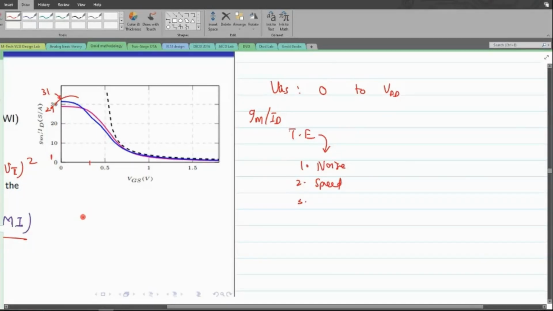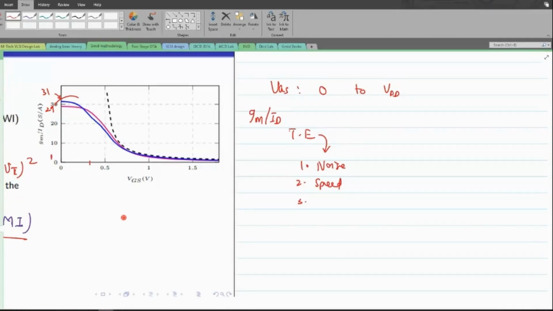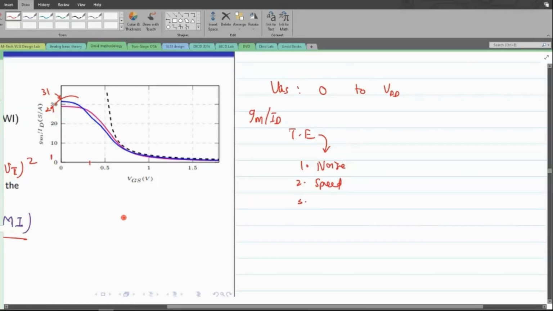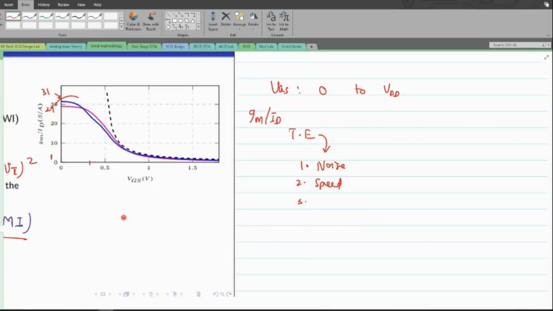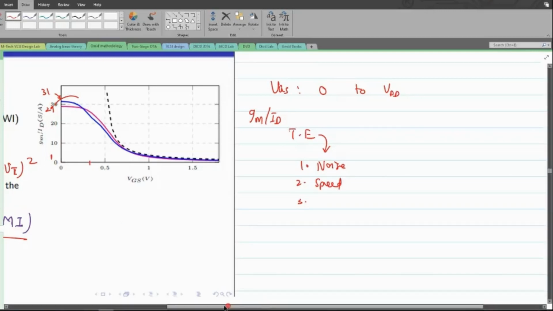Now you might ask me, what is the range of gm over ID where I can say it is weak inversion, the range where I can say I'm in strong inversion, and the range of gm over ID for which I can say the transistor is in moderate inversion? But to be frank, there is no hard rule. There are no hard boundaries that define these three different regions.